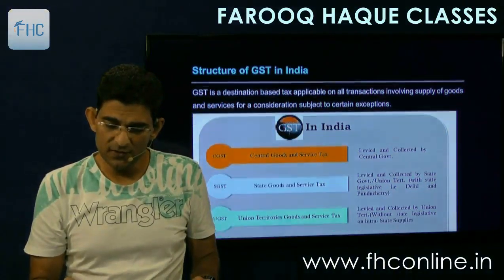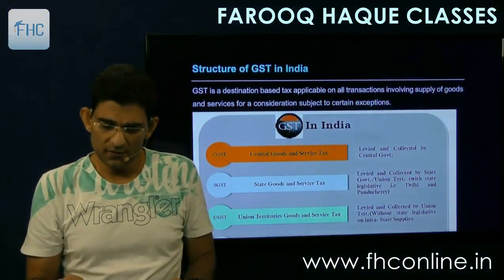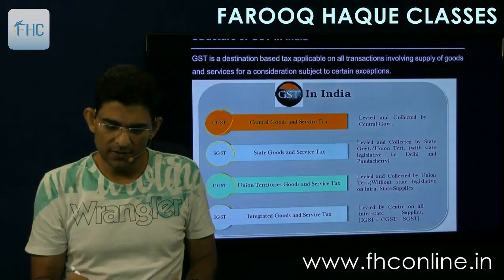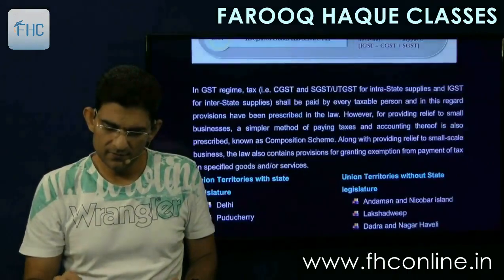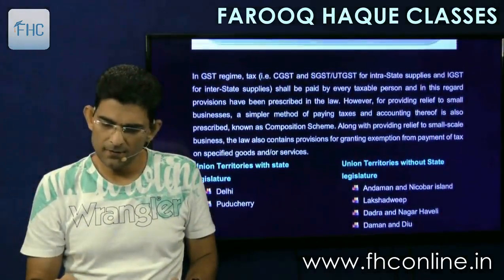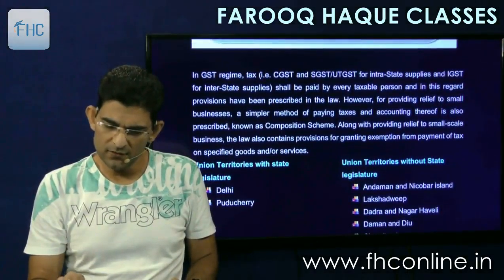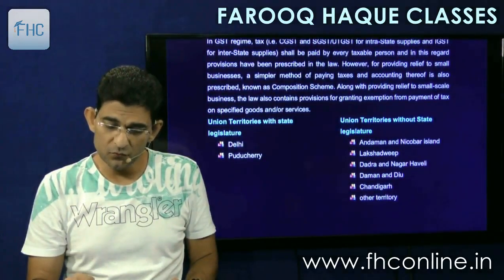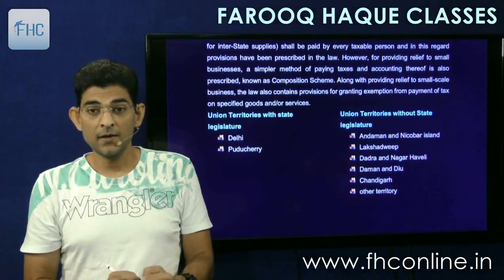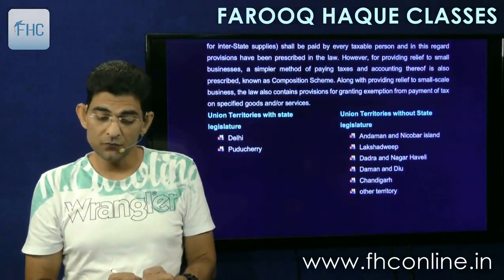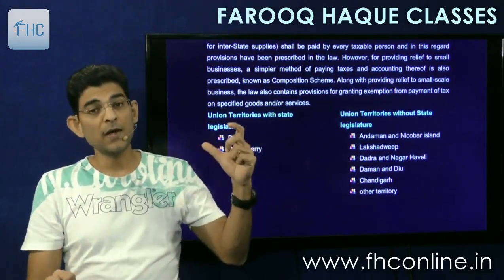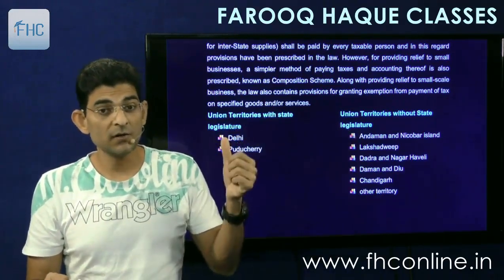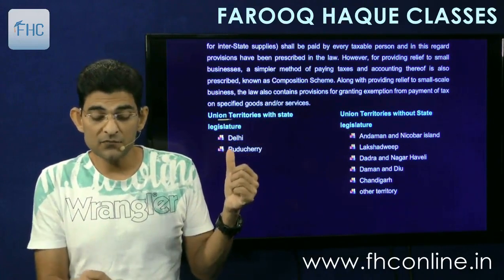Then structure of GST in India. So I just explained you all these points. There is CGST, SGST, UTGST and IGST. And below that, there is also a list of union territories given. This is the complete list of union territories, and they are divided into two: having state legislature and not having state legislature.